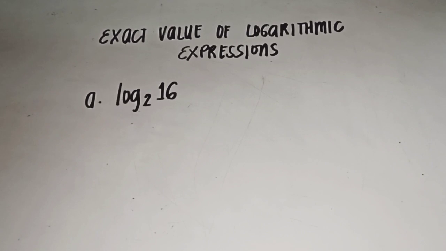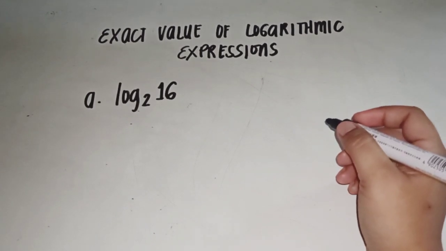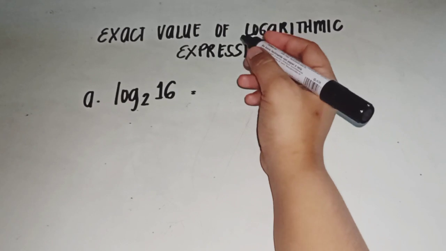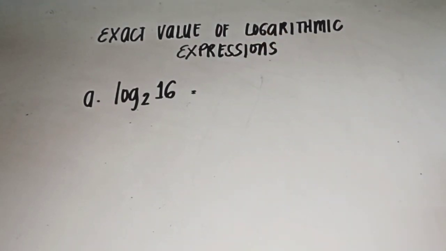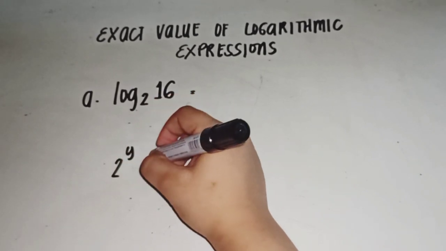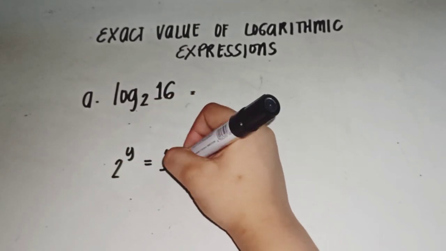Now let's try finding the exact value of logarithmic expressions. So for example number 1, logarithm of 16 to the base 2. Okay, so first we will write this in the exponential form. We will think about what is 2 raised to what number will yield 16.